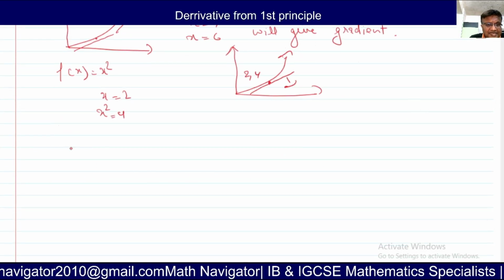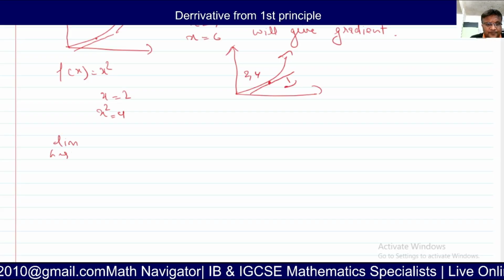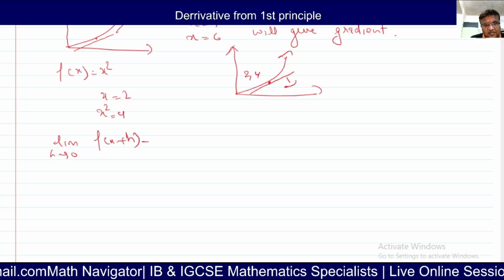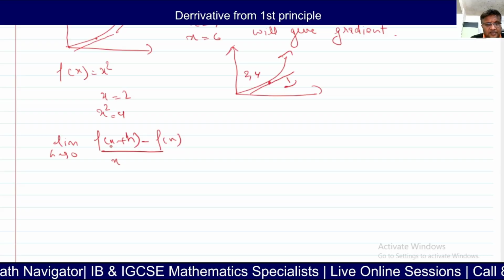So how do we do this? Let's do it. So limit, this is my way of finding the function: f of x plus h minus f of x over h.